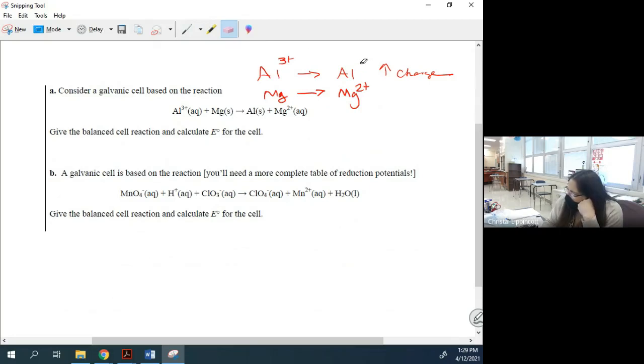All right, so he decreased charge, so that means that he's reduced. This guy increased his charge. That means that he's lost electrons. Okay? So I'm going to look up my potentials here after I balance this. They want us to have a balanced equation, and then calculate the E cell.